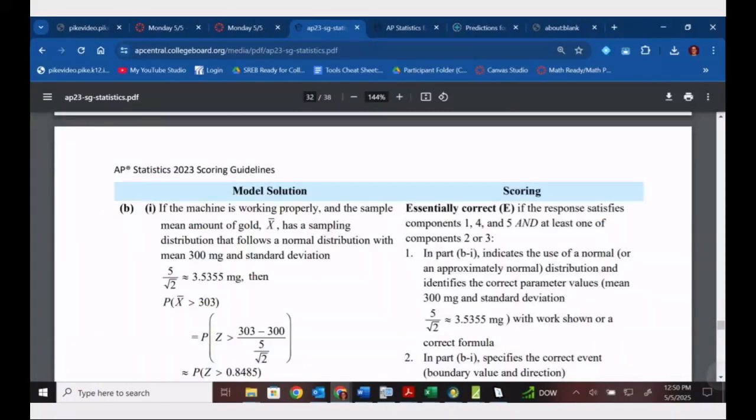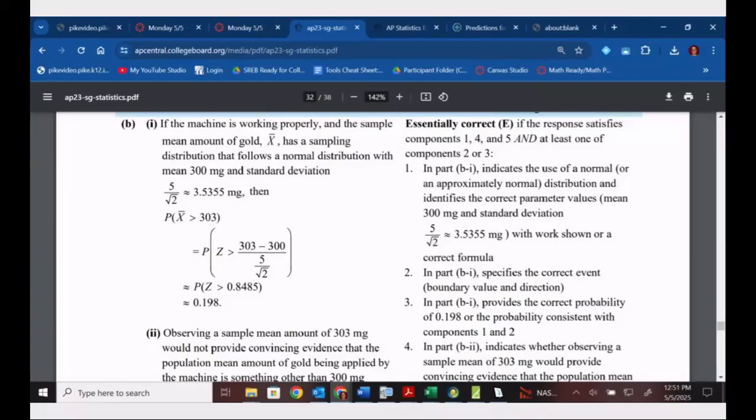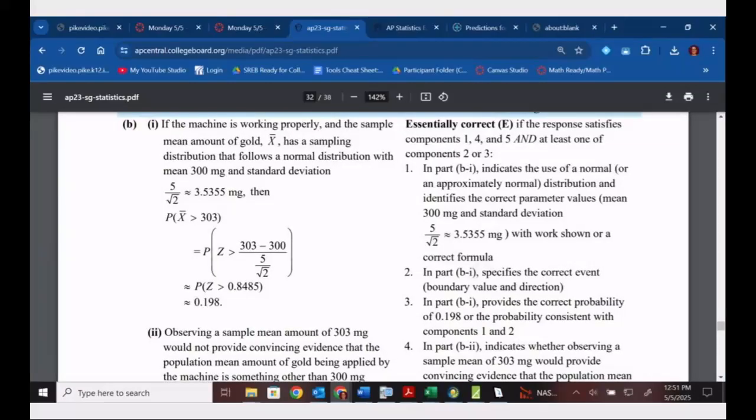Part B has 5 components. I'll have to squeeze to get it all up here. In part B, component 1 indicates the use of a normal or approximately normal distribution and identifies the correct parameter values, the mean of 300 and a standard deviation. Remember, this is for a sample, so it'd be 5 over the square root of n, 5 over square root of 2. So the correct standard deviation is not 5 for the sample, it's 3.5355. And then you have to show work or a correct formula.